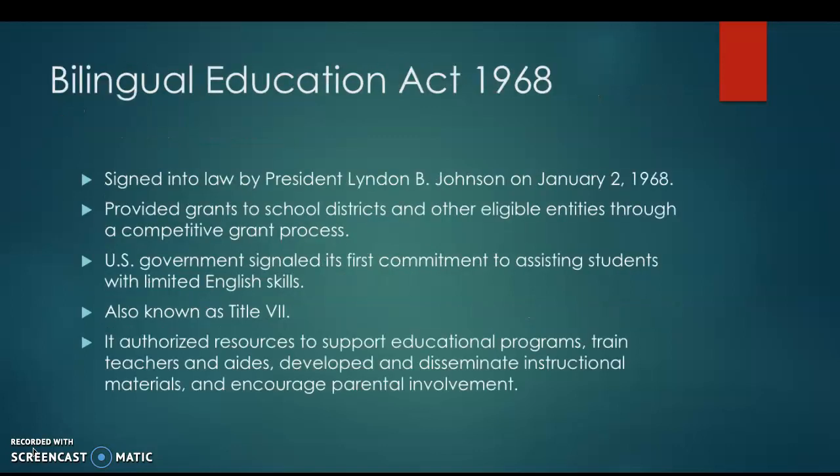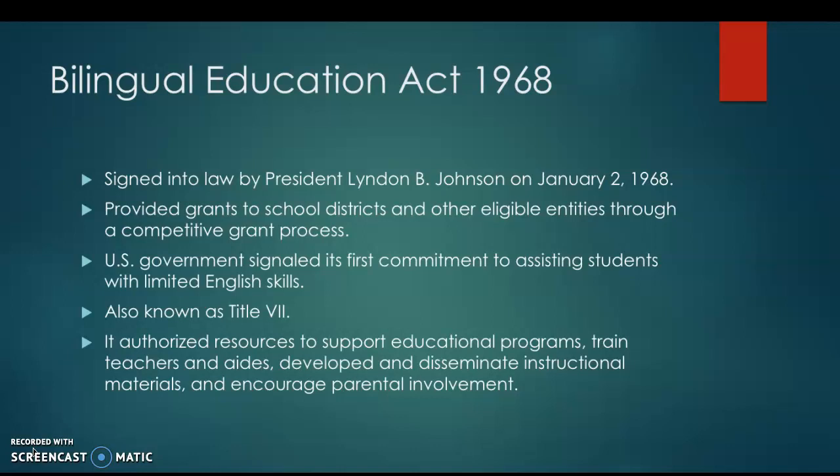Bilingual Education Act 1968, signed into law by President Lyndon B. Johnson on January 2, 1968. Provided grants to school districts and other eligible entities through a competitive grant process.